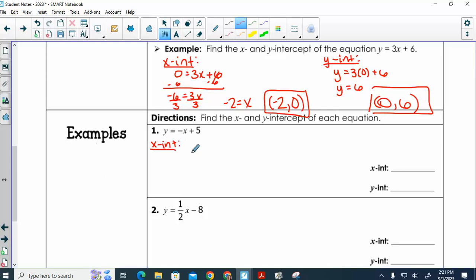How do we find the x-intercept? Plug in a 0 for the y. So we get 0 equals negative x plus 5. So I could just add my x to the other side. So x equals 5. So what would be the ordered pair for that? 5, 0. The x was 5 and the y was 0.